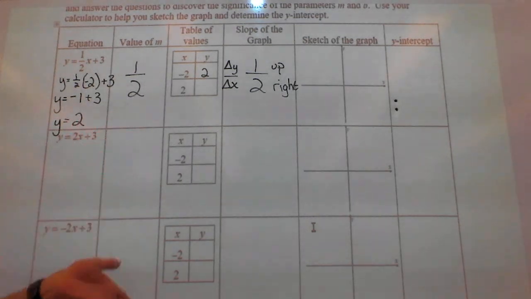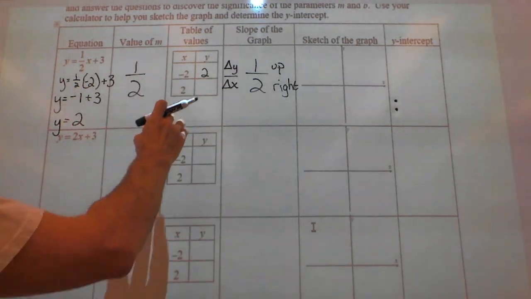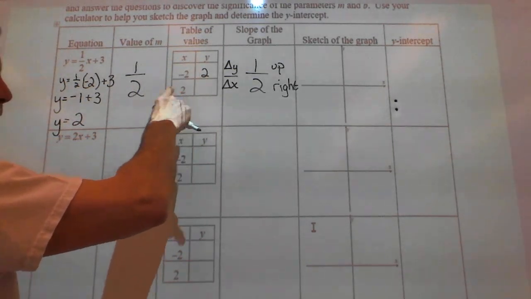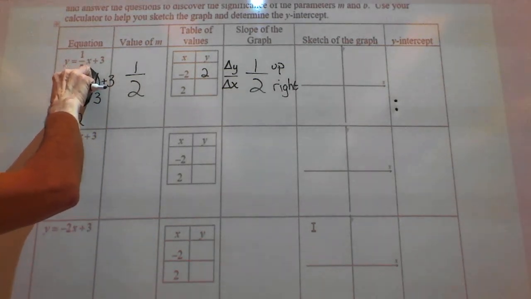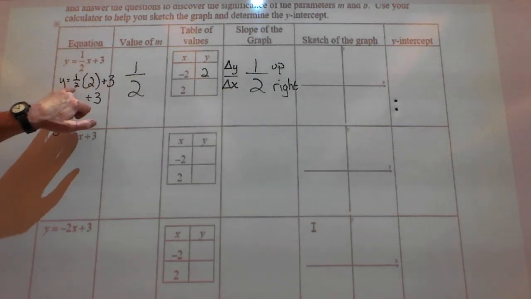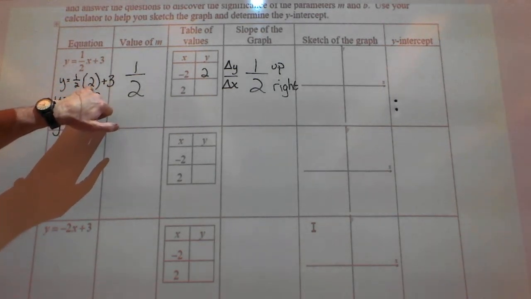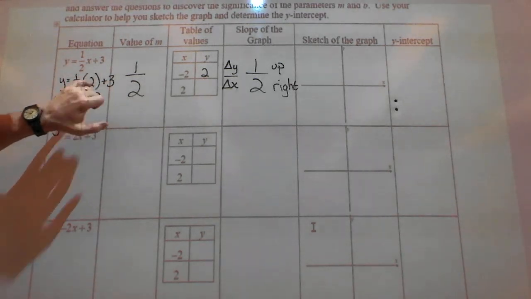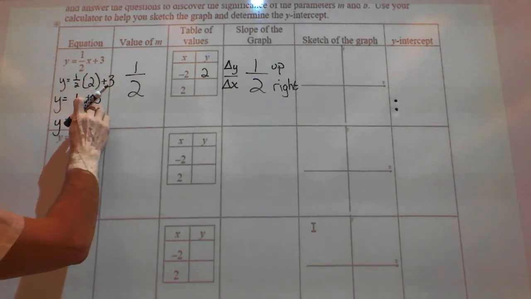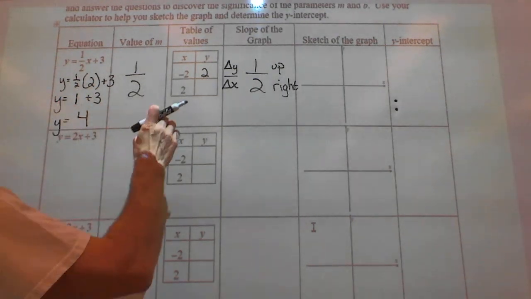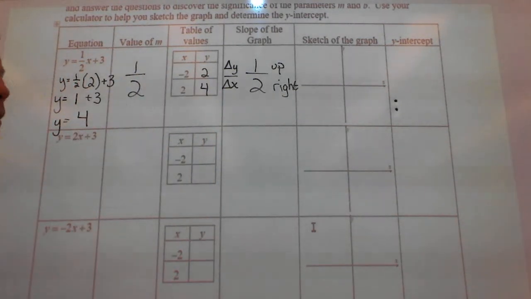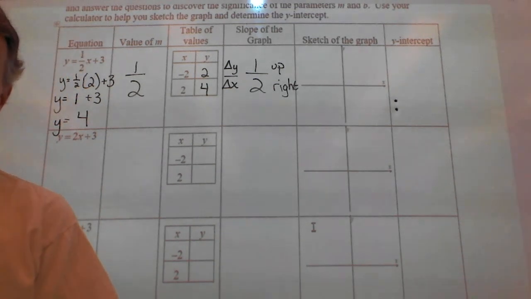Now we're not going to do this for every one of these, but we'll do just this second one. What about if x has a different value? If x has a value of 2, then we substitute the value of +2 this time. 1/2 times +2 is 1, and 1 plus 3 gives us 4. So when x equals 2, y has a different value. Y has a value of 4.